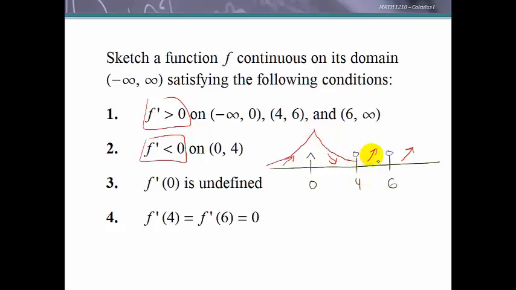Then at 4, the derivative is 0, and then it needs to increase. So we're going to turn like this, and we see that we have a local minimum there. Then the derivative is 0 at 6, but then it's increasing again. So we have a saddle point right there.